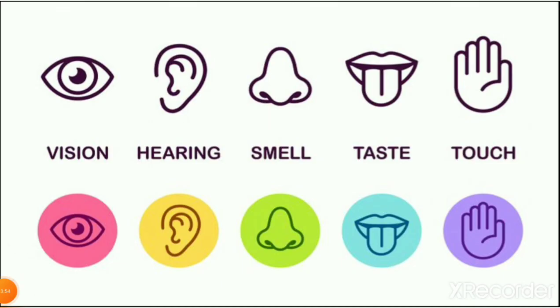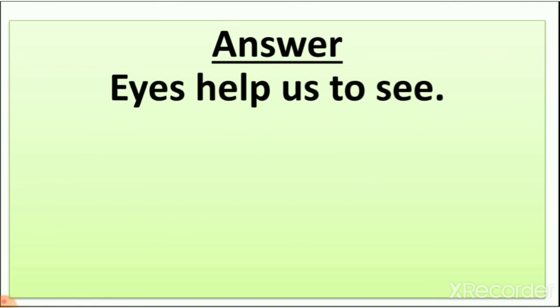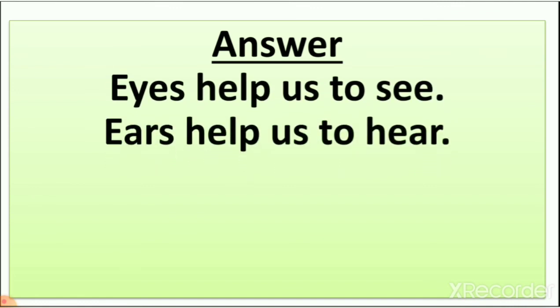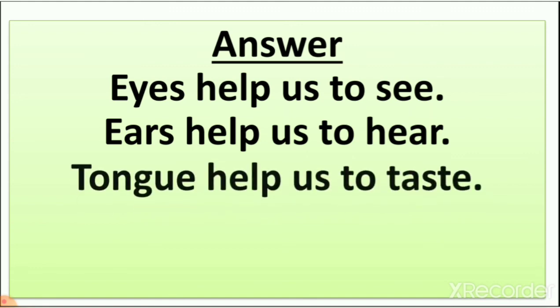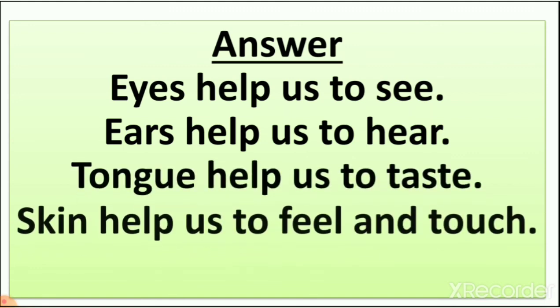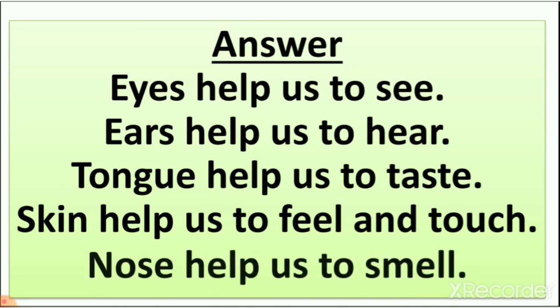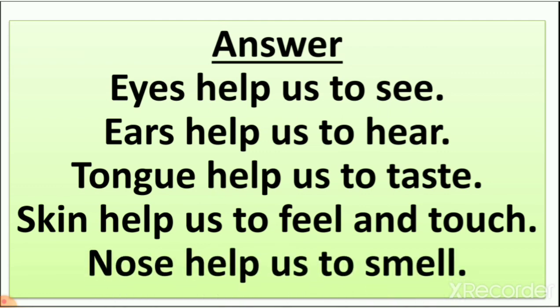So now let's revise: eyes help us to see, ears help us to hear things, nose helps us to smell things, tongue helps us to taste, and skin helps us to touch. So let's write the answer. The answer is eyes help us to see, ears help us to hear, tongue helps us to taste, skin helps us to feel and touch, and nose helps us to smell. It means these all are sense organs and they help in different ways.